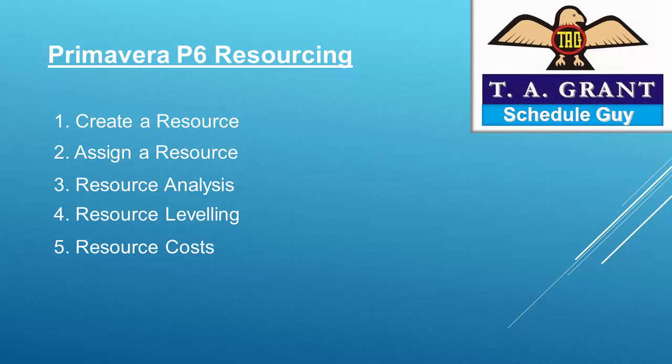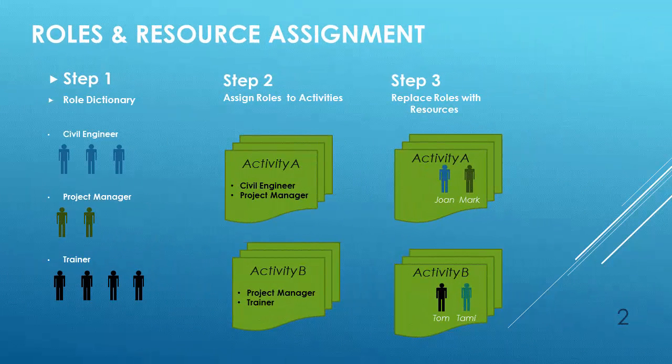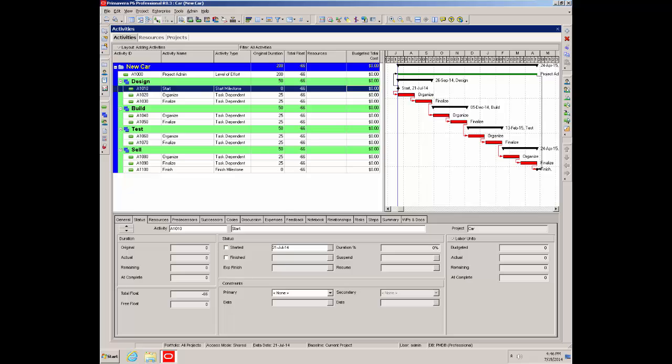We're going to create a new resource, assign that resource to the project, to an activity, do some resource analysis, level the resources, and then look at resource costs. In P6 there are 3 steps involved in resource assignment. Step 1 is create a role, step 2 is assign the role to the activity, and step 3 is convert from a role to a resource.